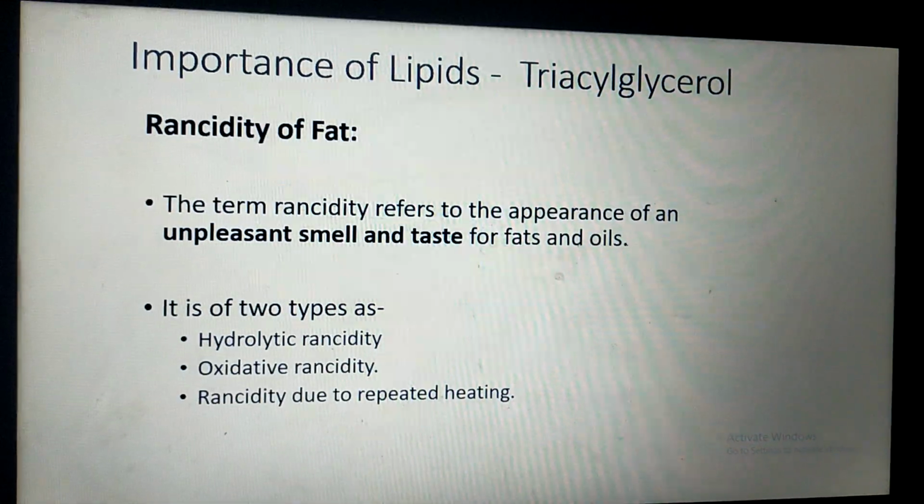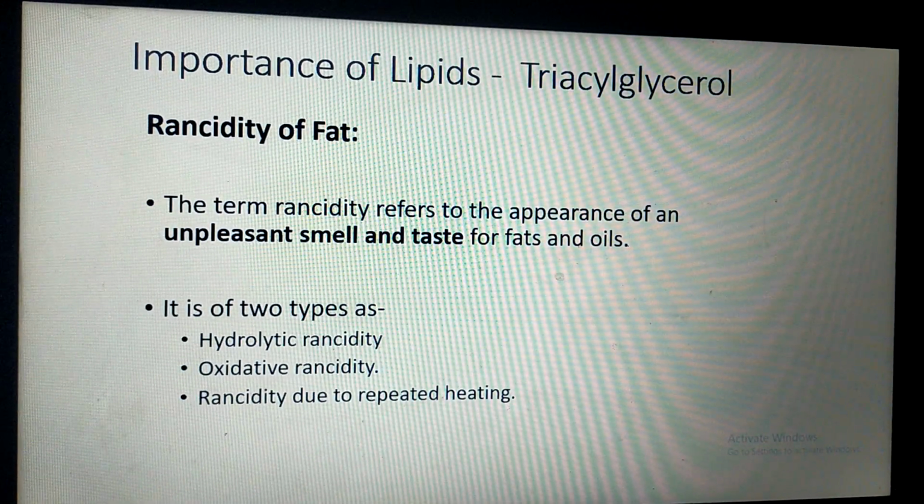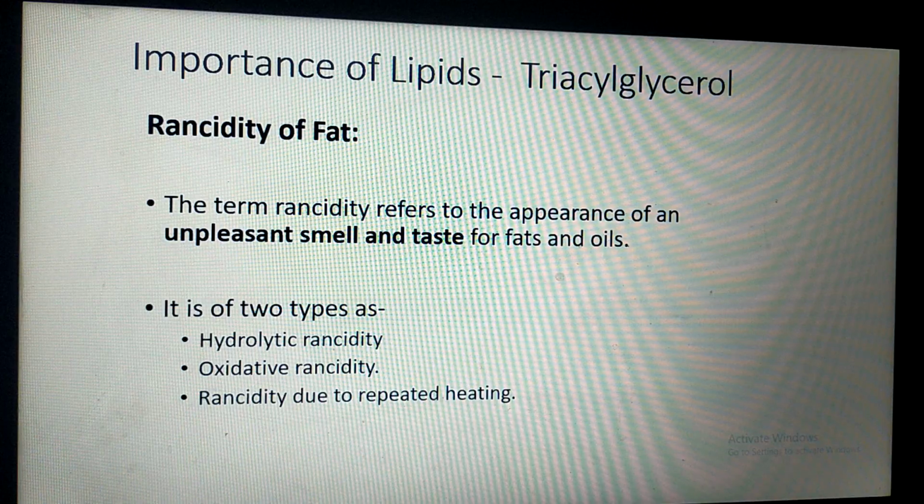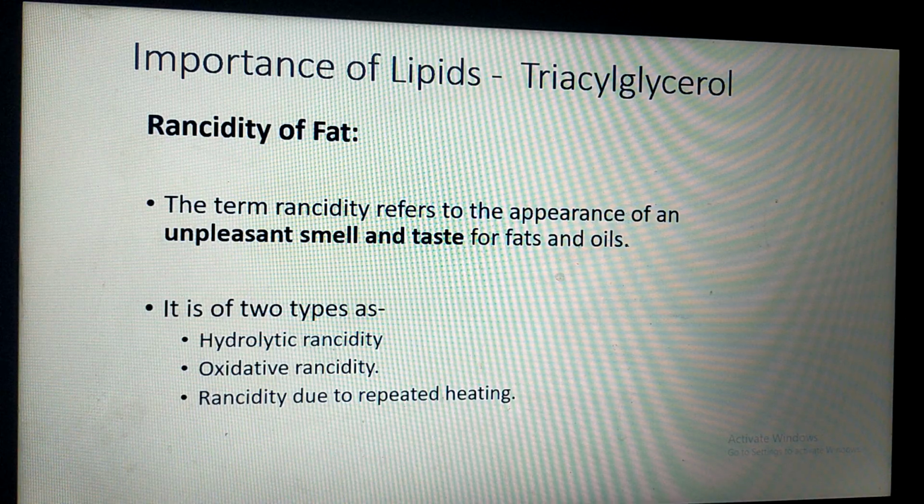Coming to rancidity of fat. The term rancidity refers to the appearance of an unpleasant smell and taste for fats and oils. Just we have discussed at the time of polyunsaturated fatty acid. There are 3 types of rancidity: hydrolytic rancidity, oxidative rancidity, and rancidity due to repeated heating.